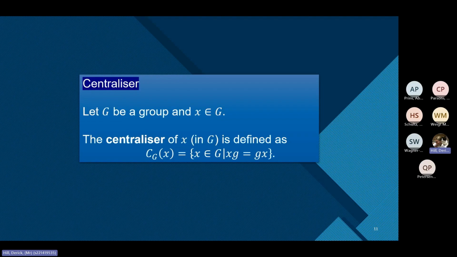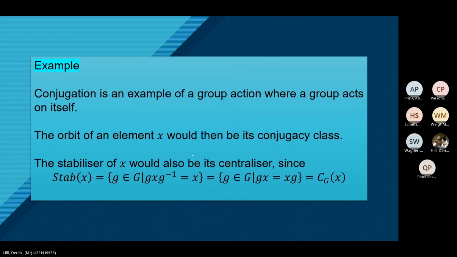Now let's put all of these definitions into an example. Our first definition was that of a group action. So conjugation is an example of a group action where a group acts on itself. The orbit of the element X would then be its conjugacy class, and the stabilizer of X would also be its centralizer, since we can see that the stabilizer, which would then be gxg^-1 equals x. If we take this g over to that side, we have gx equals xg, which is our centralizer of X in G.